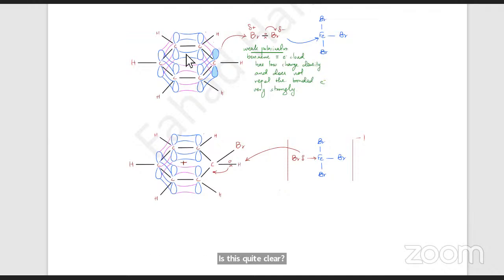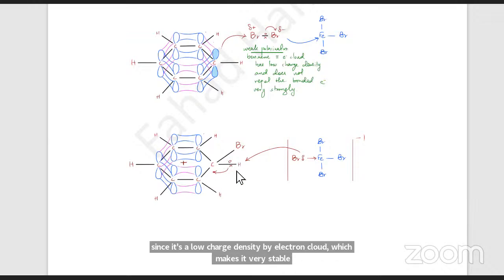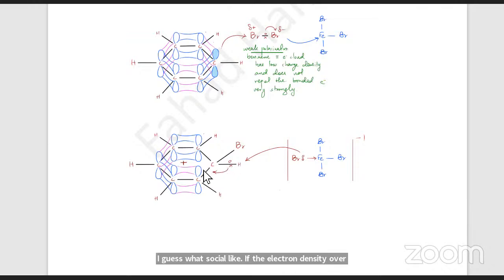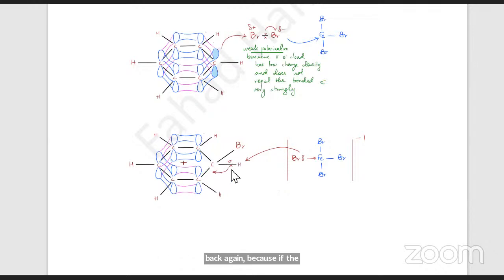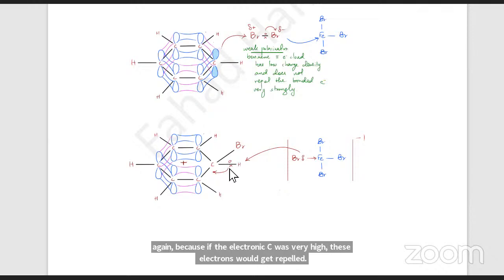So since it's a low charge density pi electron cloud, which makes it very stable. If you think for yourself, if the electron density over here was very high, the H would never give electrons back to benzene. But the electron movement is such that the benzene electron cloud is forming back again. Because if the electron density was very high, these electrons would get repelled. They will not come back to it. Do you understand the point?